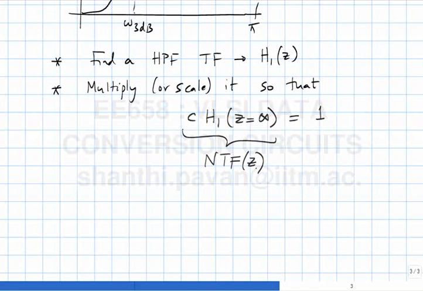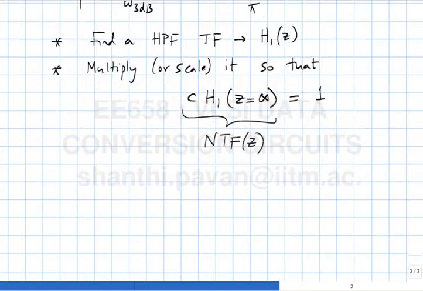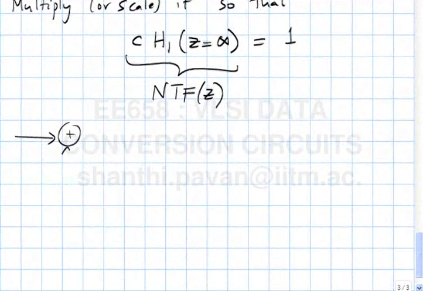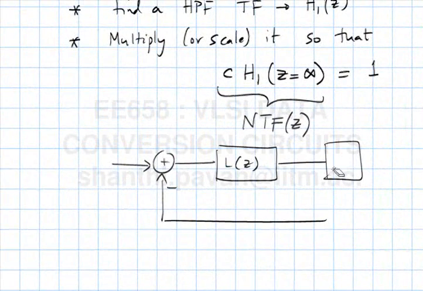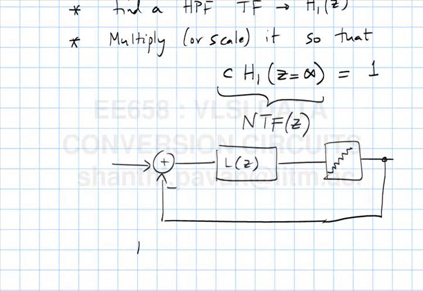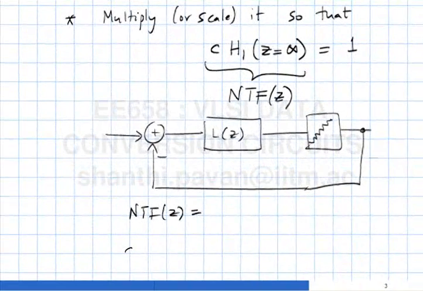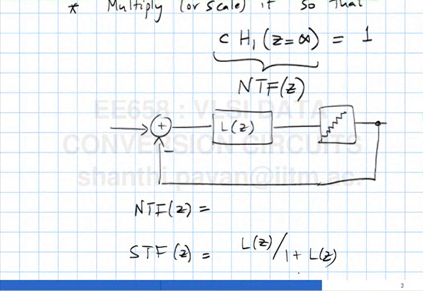Once you get the NTF, the next thing is what? Once you have the NTF, you have to realize the NTF. So then, let's say, for simplicity, this is a special case of a delta sigma modulator loop. So what is the NTF of this loop? Given the loop filter transfer function is L of z, what are the STF and the NTF? STF is L by 1 plus L. What about the NTF? 1 by 1 plus L of z.